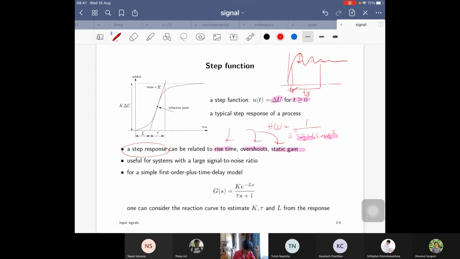It's often useful for a system with a large signal to noise ratio, because everyone is familiar with this term, SNR, signal to noise ratio. Can someone give me a short description? Maybe Totok? I'm sorry, I'm not familiar with this term. Okay, how about Kanatat? Signal to noise ratio.